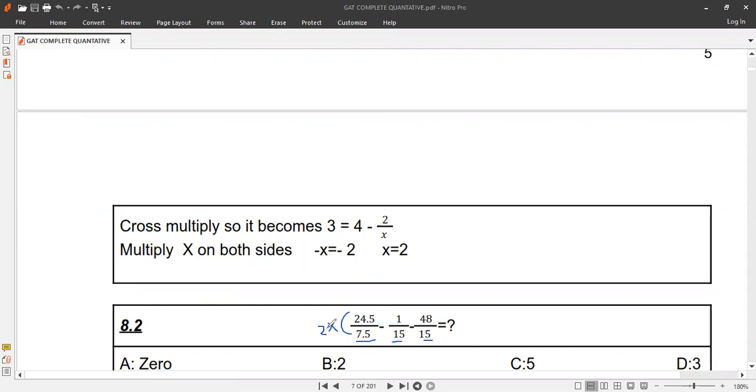24.5 multiplied by 2 equals 49. So this will become 49. Here we will have 15. So here we have the same denominator, 15, 15, 15. So we can write 15 here and do it. 49 minus 1, 48, minus 48 equals 0. So here 0 over 15, which is 0. So the answer is A.